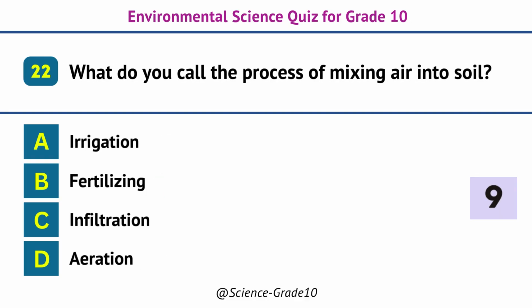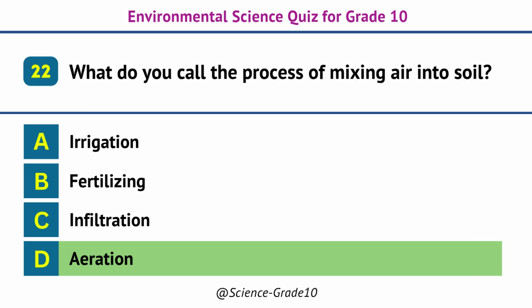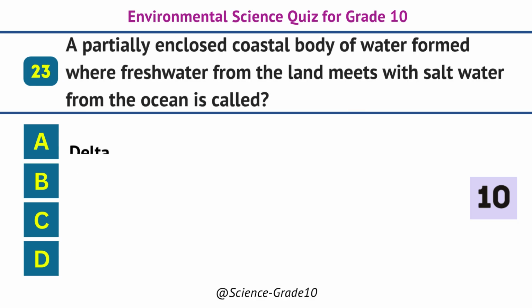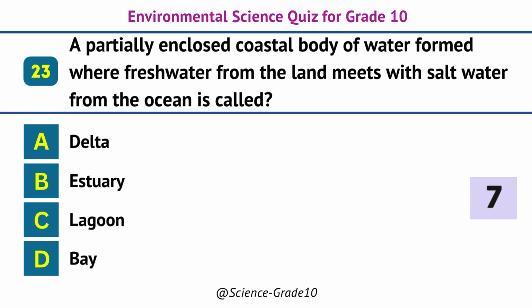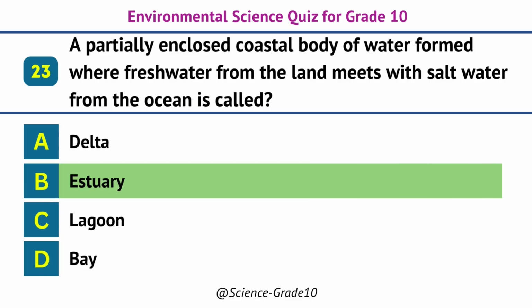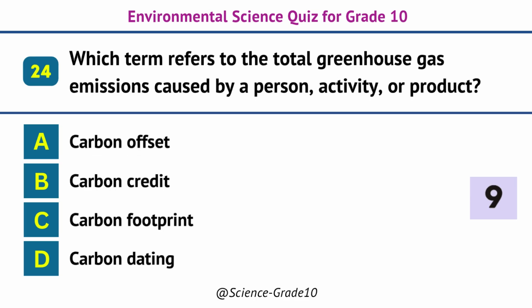What do you call the process of mixing air into soil? Aeration. A partially enclosed coastal body of water formed where fresh water from the land meets with salt water from the ocean is called estuary. Which term refers to the total greenhouse gas emissions caused by a person, activity, or product? Carbon footprint.